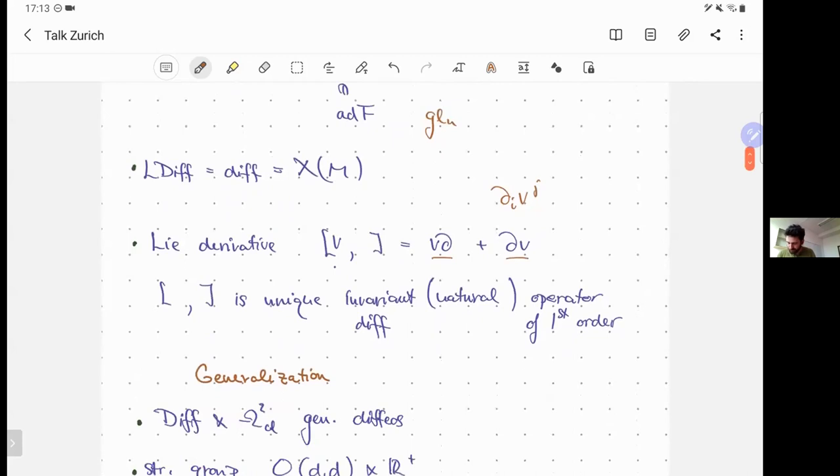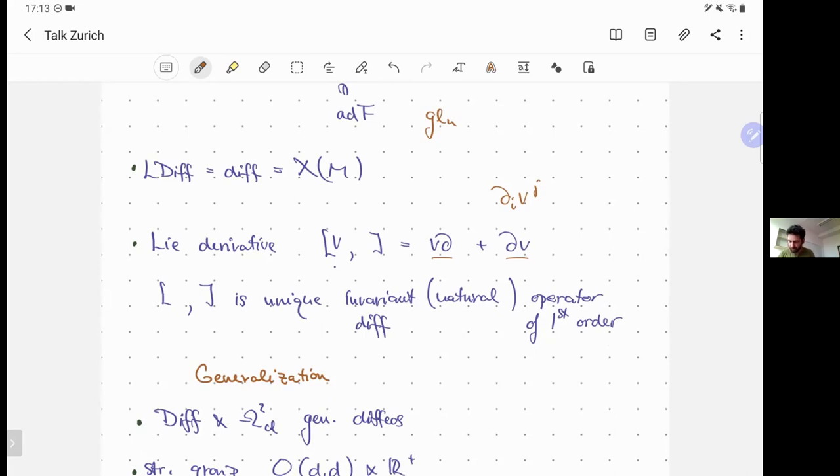Okay, so in a sense, this Lie bracket is a unique natural object. What I mean by natural is that I'm not using any connections and stuff. It's a first order differential operator.